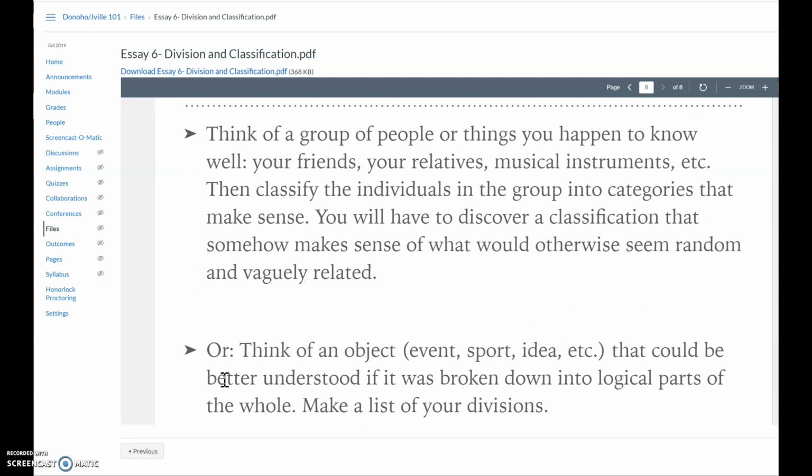So your prompt is going to ask you to think of 2 areas. Think of a group of people or things that you happen to know well. You can choose any of the categories that we discussed in our essay ideas, or you can forge your own territory, classify them into categories that make sense, and then find that so what factor of why you're classifying them together. Is knowing the difference of the different types of boyfriends going to make you a better searcher for the true type of boyfriend?